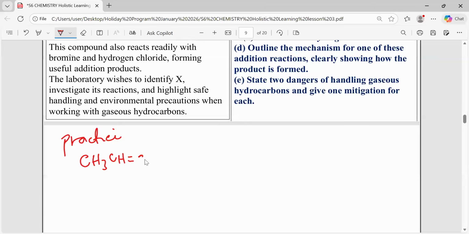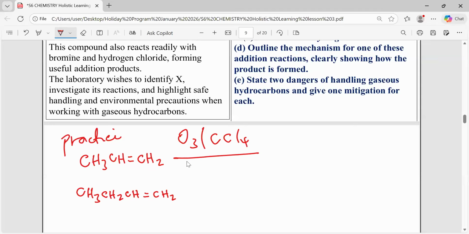CH3CH double bond CH, then we have CH3CH2CH double bond CH2. Let's get the products. We have ozone in presence of carbon tetrachloride, and then we are adding zinc in presence of water, and we are warming. Here we have oxygen, CCl4, zinc, water, and we want the product.